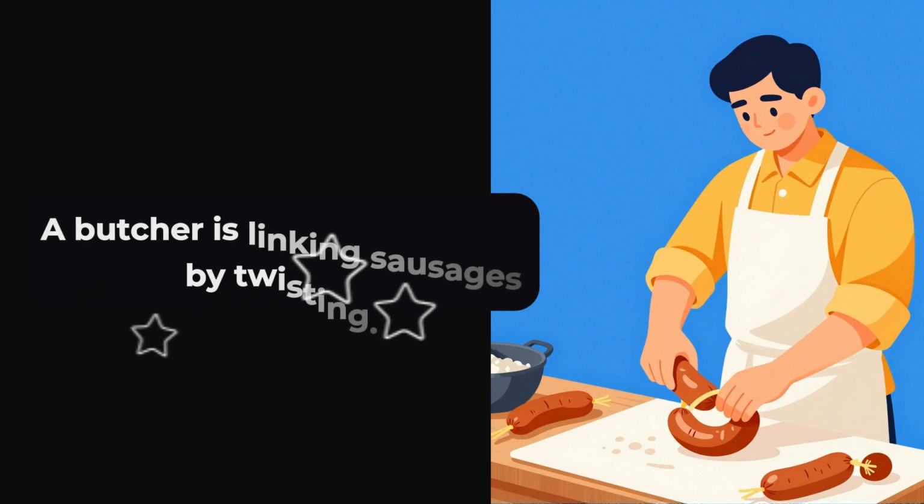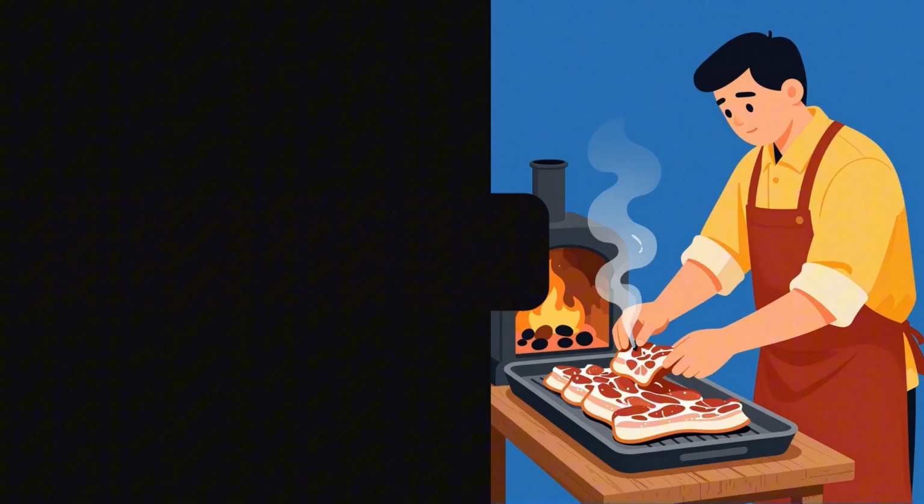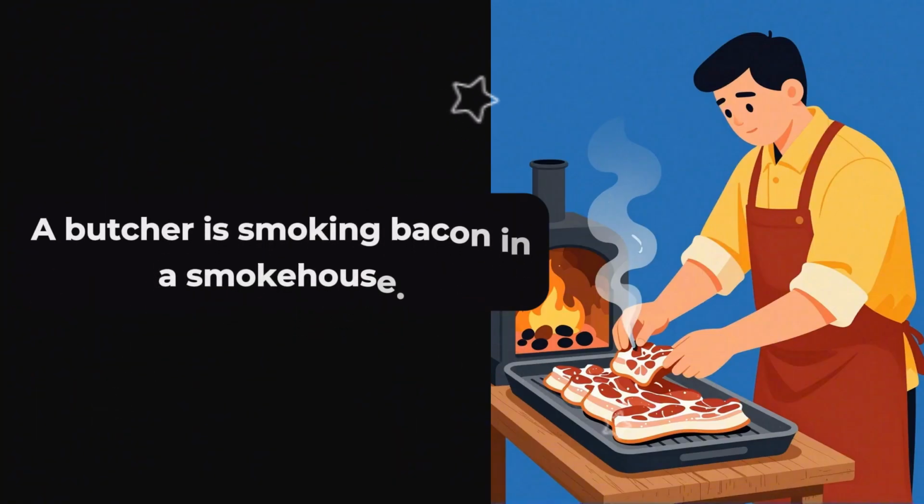A butcher is linking sausages by twisting. A butcher is smoking bacon in a smokehouse.